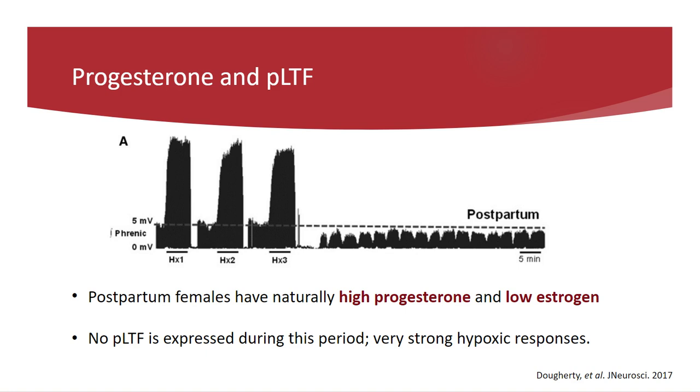So this was the initial evidence that we had that likely it's not progesterone specifically that is involved in the mechanisms of neuroplasticity. It's likely estrogen. But one of the things you'll notice on this particular trace is that they had incredibly large hypoxic responses. And so it appears that progesterone is more important for the sensitivity to hypoxia. And that's been suggested in human studies as well. But it doesn't appear that progesterone is directly related to mechanisms of neuroplasticity.